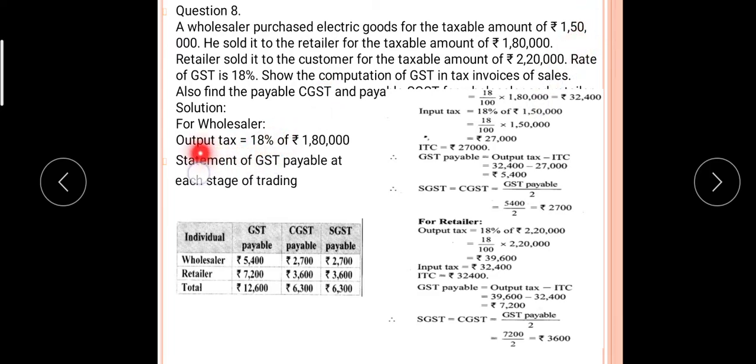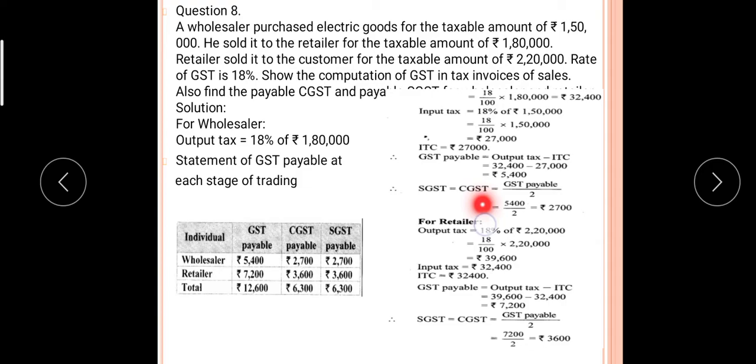So we have to calculate output tax for the wholesaler, that is 18% of 1,80,000, which is 32,400. Input tax is always calculated on purchasing value. The purchasing value for the wholesaler is 1,50,000, and therefore it is 27,000. Now what is ITC? That is your input tax, that is 27,000. So GST payable for the wholesaler is output minus input, that is 5,400.